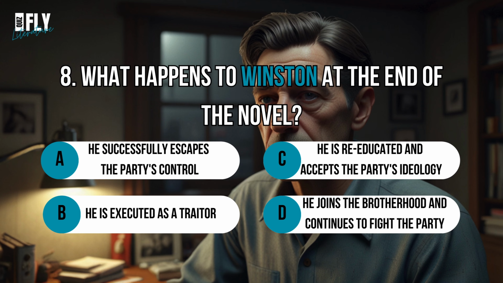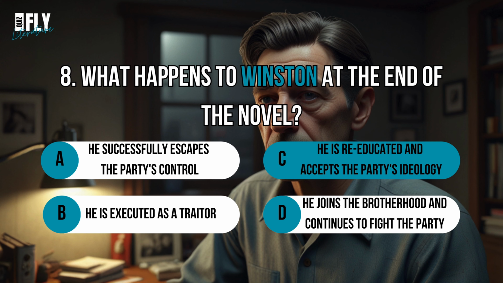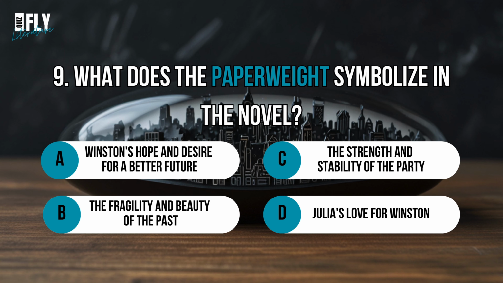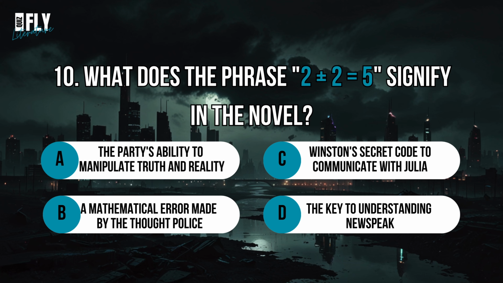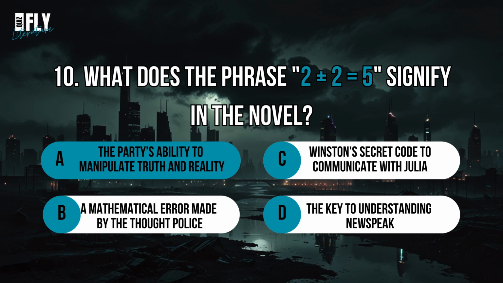What happens to Winston at the end of the novel? He is re-educated and accepts the party's ideology. What does the paperweight symbolize in the novel? The fragility and beauty of the past. What does the phrase 2 + 2 = 5 signify in the novel? The party's ability to manipulate truth and reality.